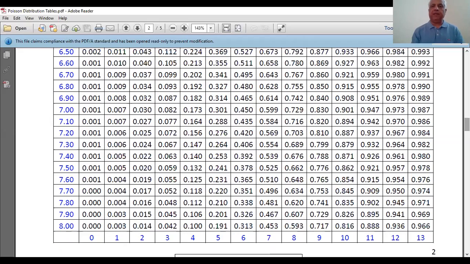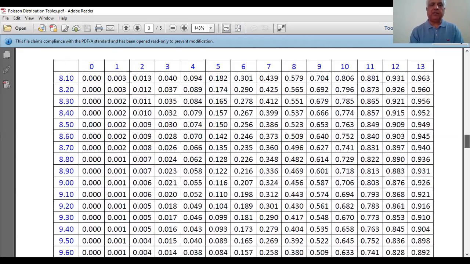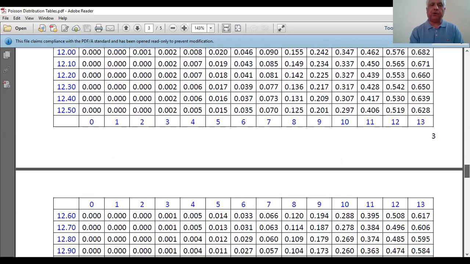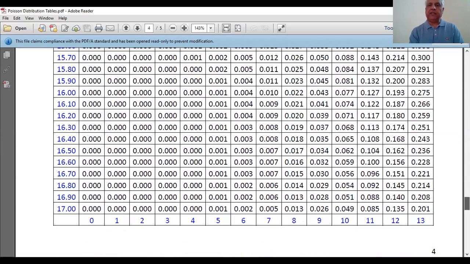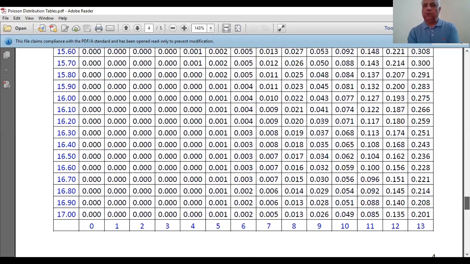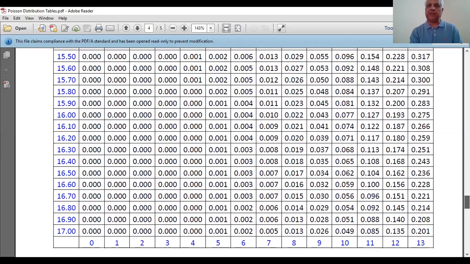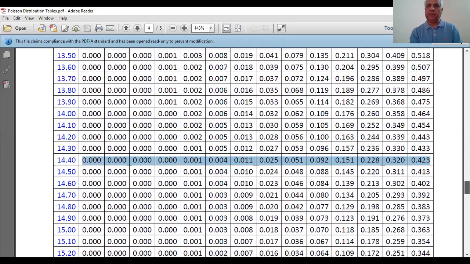Now we have to remain in this C is equal to 9 and enter the Poisson tables at 14.4. Where was column 9? Column 9 was 1, 2, 3, 4, 5. Fifth column from the right. So let's go up. Fifth column from the right, 1, 2, 3, 4, 5. So our probability here is 0.092.